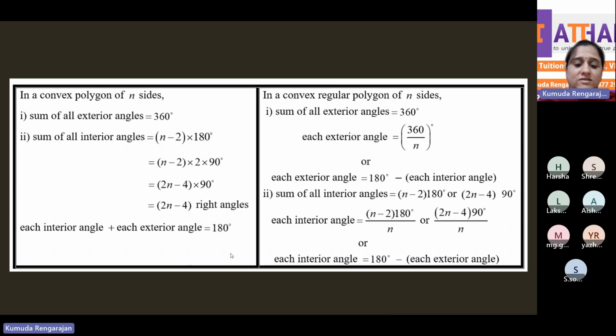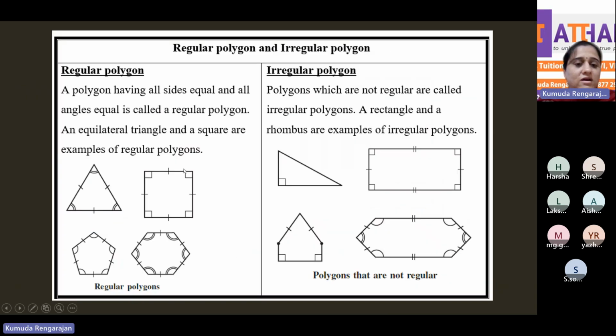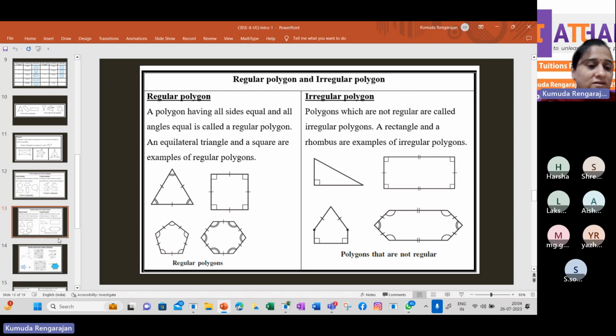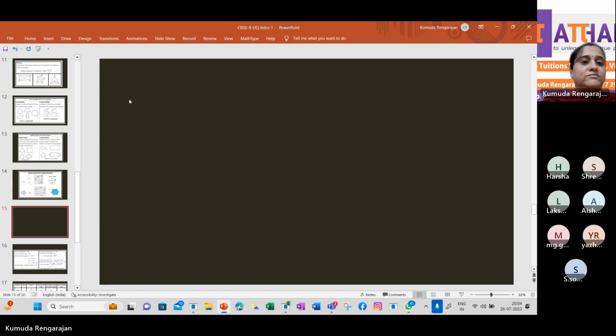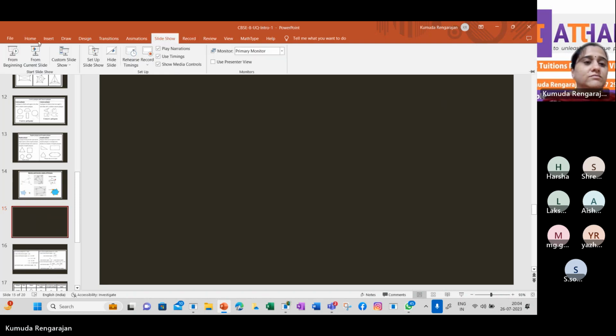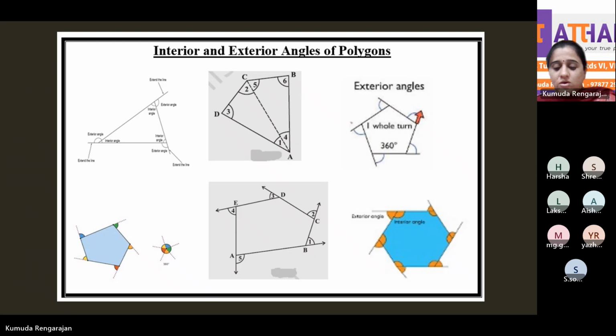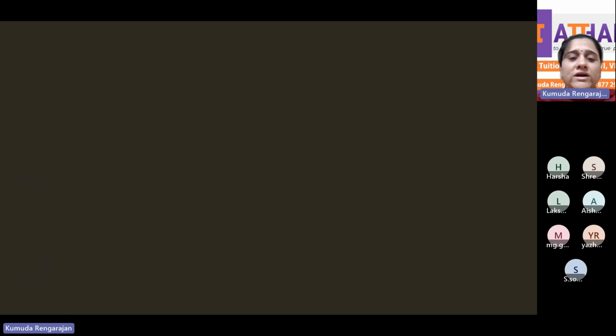So now we understand that the sum of all the exterior angles of any polygon is 360 degrees only. So now we are concerned about the sum of all the interior angles of a polygon. Okay. So how do you find the sum? Now look at this.